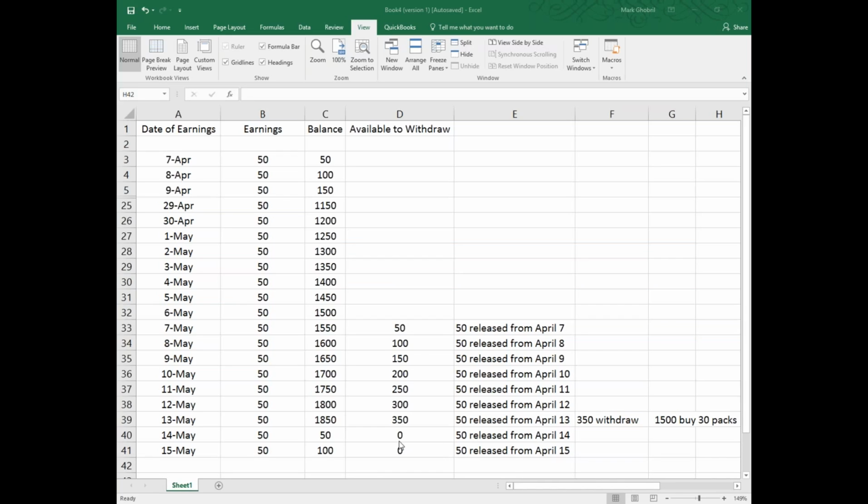So hope this was clear. I hope that this helps explain how the withdrawals actually work with the 30-day hold.